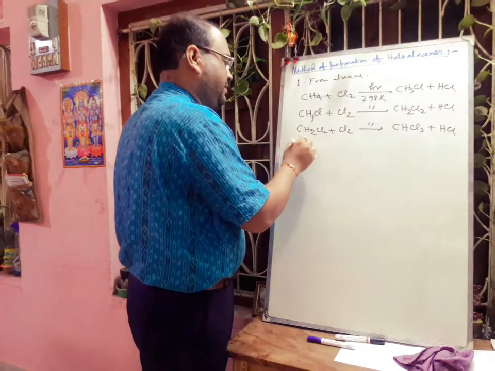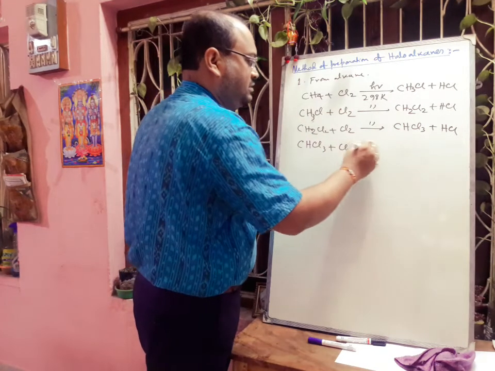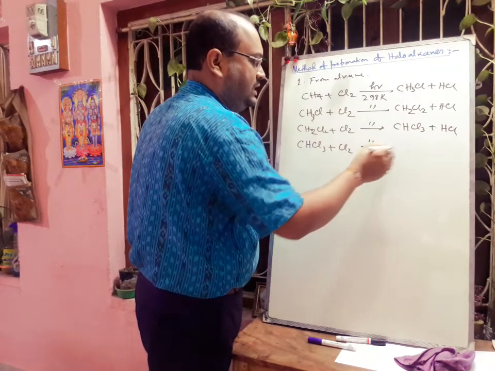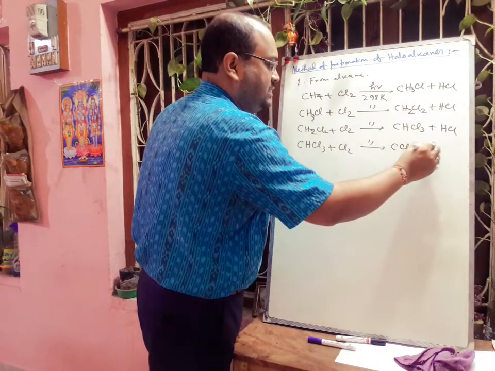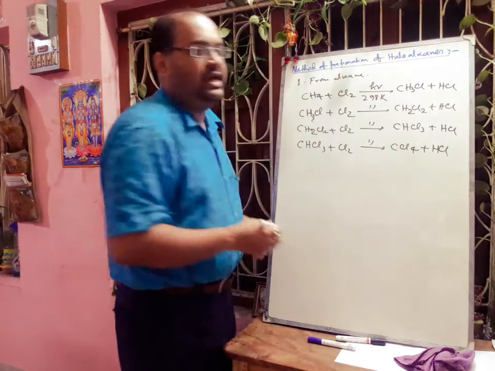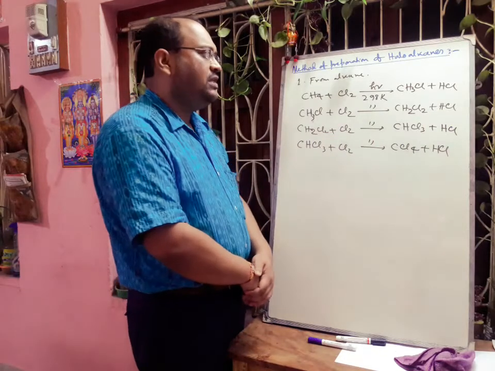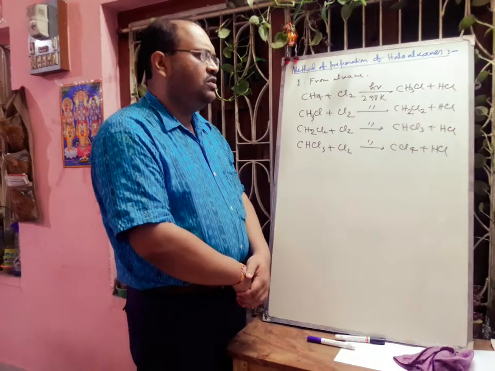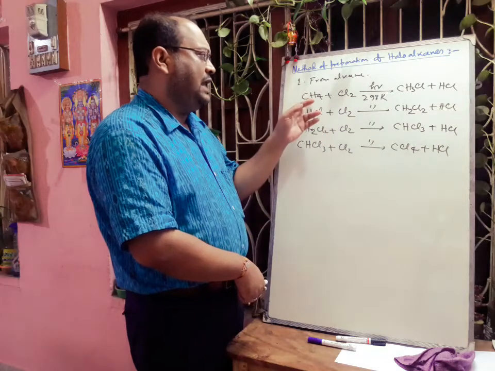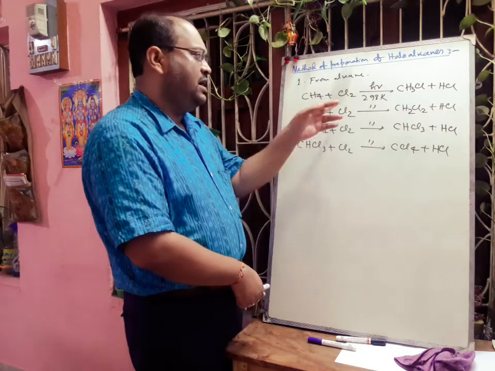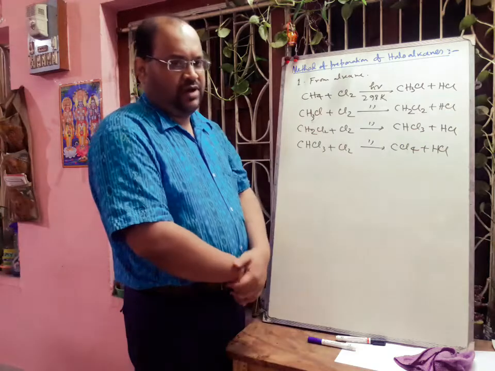Next, this chloroform will react with chlorine again in the presence of light and 298 Kelvin temperature, and will form CCl4 plus HCl. So here we will get a mixture of compounds. But if you want to stop the reaction, you have to take the alkane in excess. Then, if the amount of chlorine is less, we will get only one product.